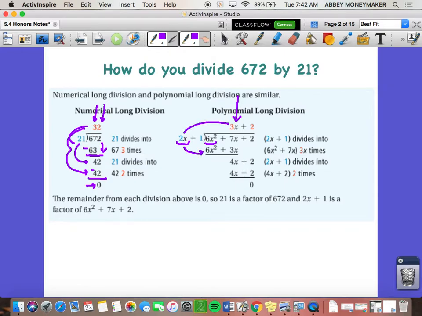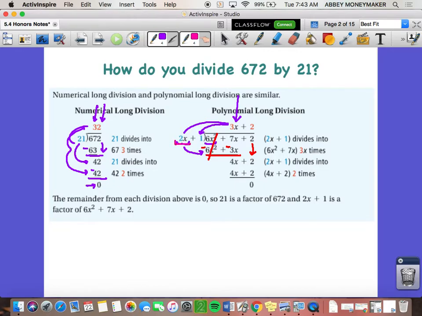Now, you also have to do the 3x times 1, which gives you that 3x under the 7x. So then I'm going to draw my line and change my signs. So those first 2 terms are always going to cancel out. That's the goal. And then we have 7x minus 3x gives me 4x, and then I bring down the 2. And then I repeat the process over.